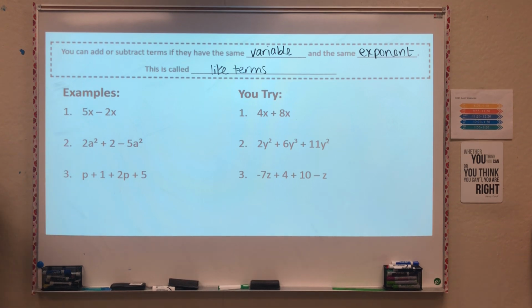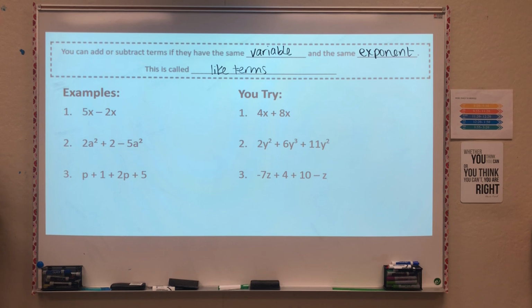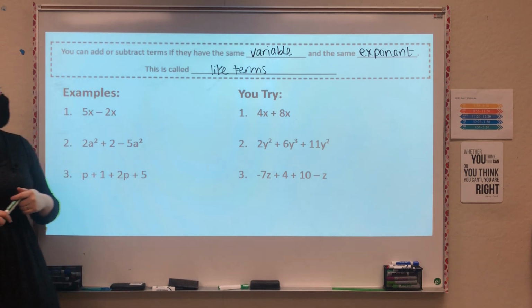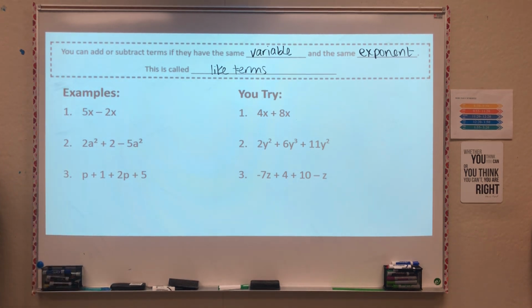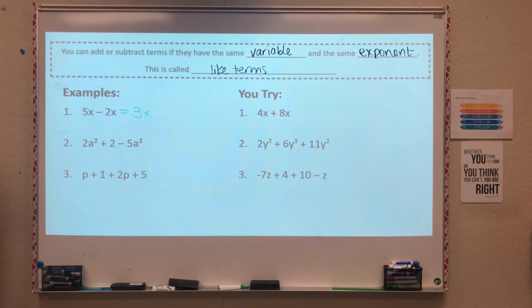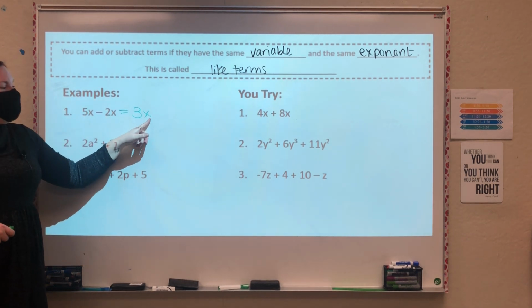Are those two terms like terms? They have different numbers, but what do they have in common? The same x. They've got the same variable. What about the exponent? There's none. So they're the same. After the number, they look the same. That means we can combine them. Yeah, 3x. How did you get 3x? 5 minus 2. So what you're doing is you're just doing the math with those coefficients, those numbers in front, and then you're just copying over the variable that comes after.